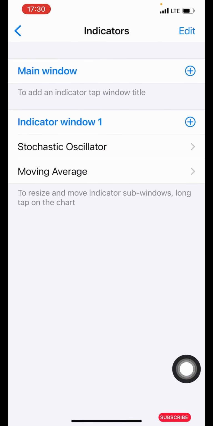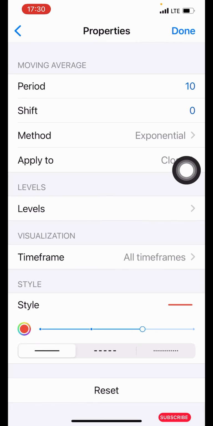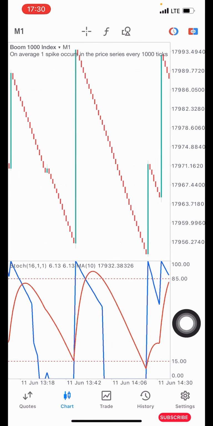Right now we have moving average next, right? So you click on the indicator in the 1 plus icon, you search for your moving average, right? These are the properties. The period is 10, shift is 0, method is exponential, apply to is close. The time frame is all time frame, style is color red, right? 3 pixel, you click on done. So this is the setting. All right, this is how simple it is to set.